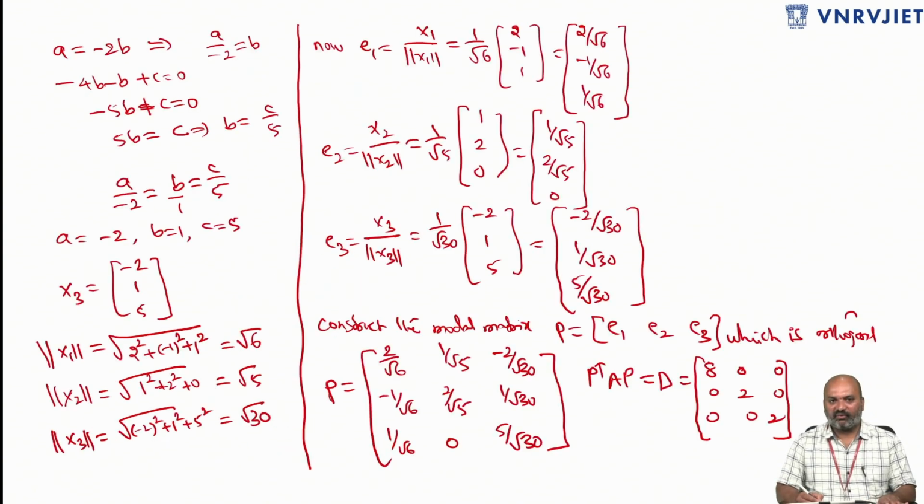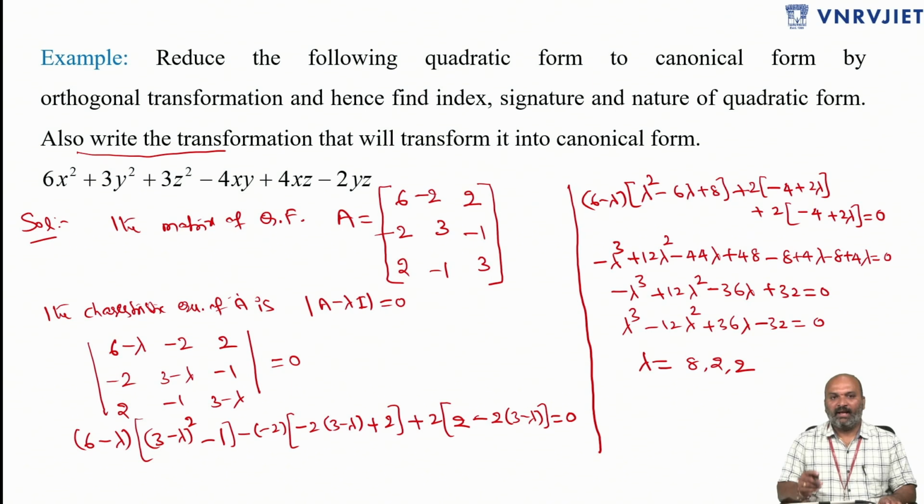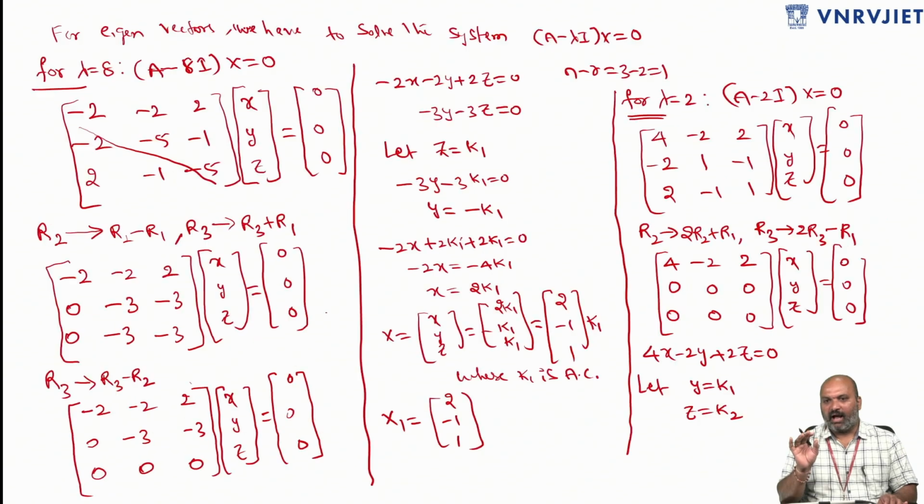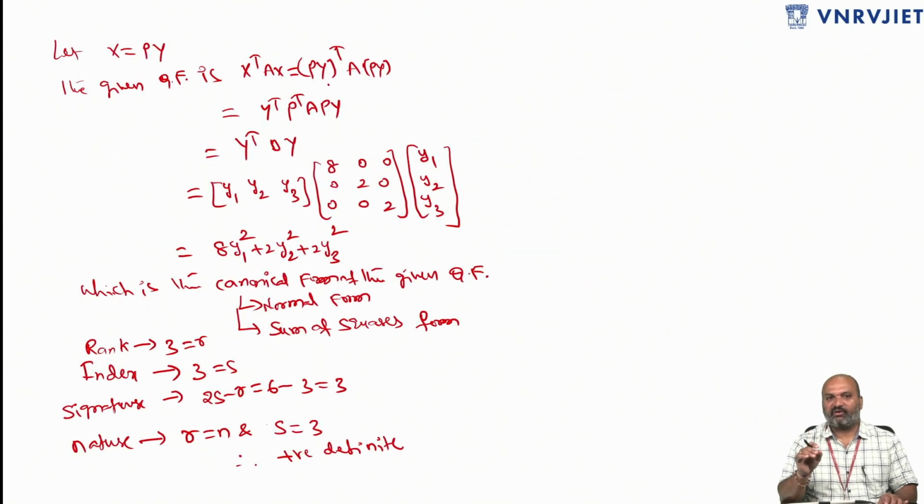And finally, what do we have to determine? We also have to write the transformation which reduces the given quadratic form to canonical form. How to write the transformation? X equals PY. Here we have taken the transformation, but we did not determine it. So let's determine X equals PY, that transformation.